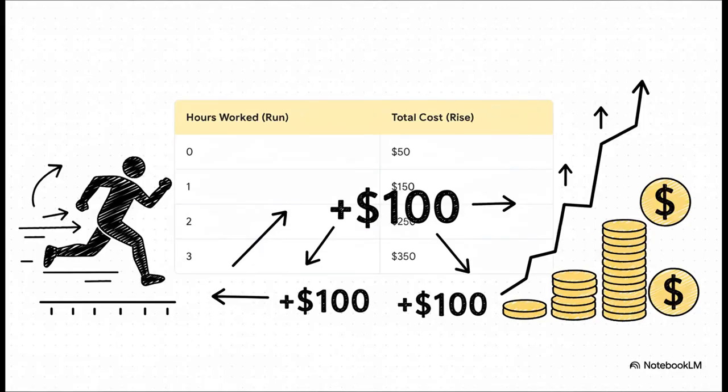And you can see it perfectly right here. At hour 0, before any work starts, you're at that base fee of $50. Then, 1 hour of work goes by, boom, add $100. Now you're at $150. Another hour, boom, another $100. $250. See that? For every single hour we run to the right, the cost rises by a steady $100. That is our slope in action.